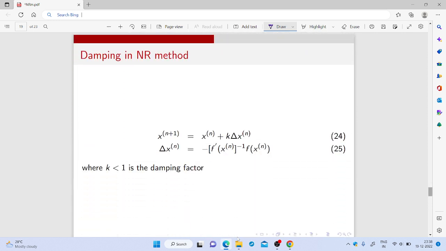So mathematically it becomes like this: x of n plus 1. In original Newton-Raphson method, x of n plus 1 is xn plus delta of xn. But if you are using damping in Newton-Raphson method, you will multiply this update vector by a factor k. This k, which is usually less than 1, is termed as damping factor. So this will improve the chances of convergence.